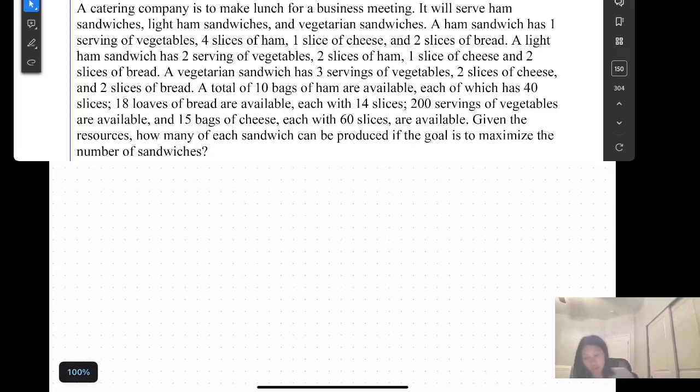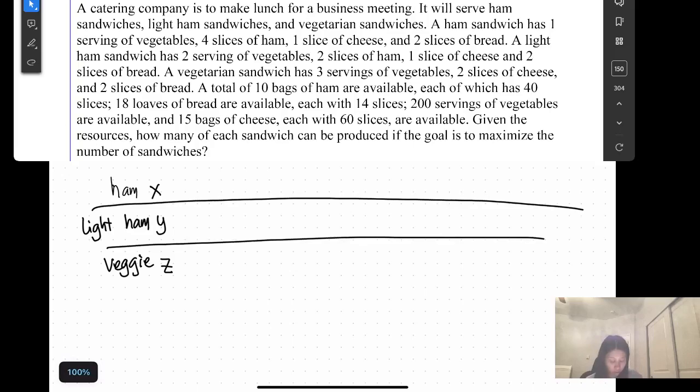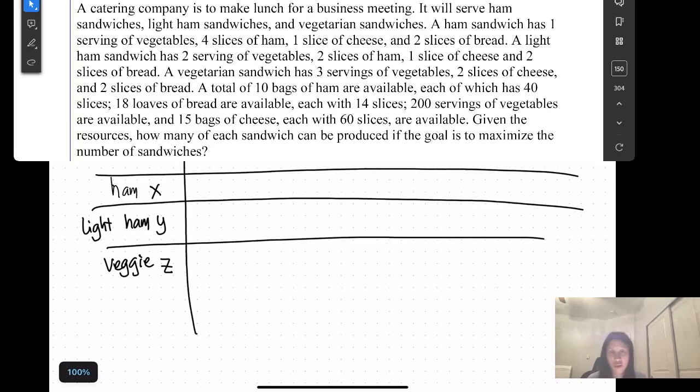Okay, so the catering company knows that they're making 3 sandwiches. They have ham, light ham, and veggie sandwich. We don't know the amount, so we can let ham be x, light ham be y, and let veggie equal z, the number of veggie sandwiches. Each sandwich contains a different amount of ham, cheese, bread, and veggies.